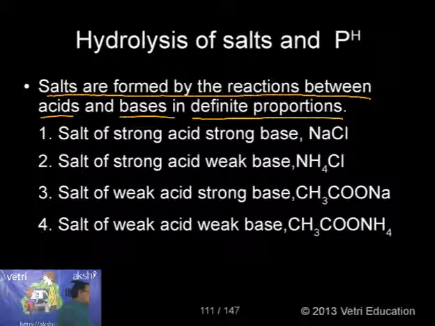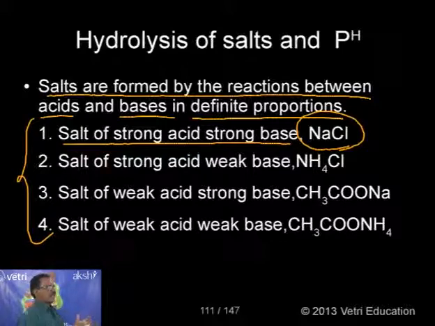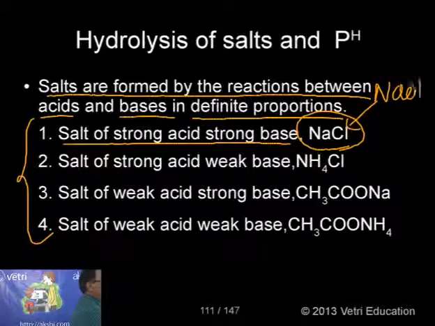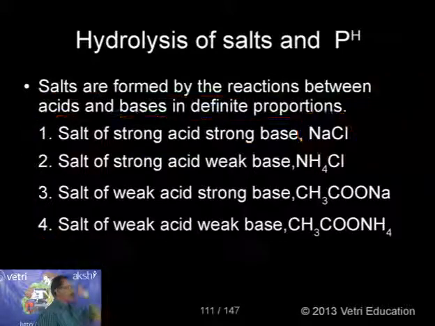So I can classify the salts into four types. One is salt of strong acid, strong base. A specific example is sodium chloride. It is obtained from the strong base sodium hydroxide plus the strong acid HCl. Kindly follow. By the reaction of sodium hydroxide plus HCl, sodium chloride is formed. So sodium chloride is a salt of strong acid, strong base. This is type 1.